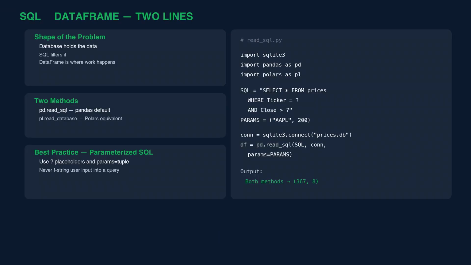The database has the data. The SQL filters it. The data frame is where the real work happens. Both Pandas and polars wrap the database driver and materialize the result as a data frame in one call. Same DB API connection, 2 different ergonomics.